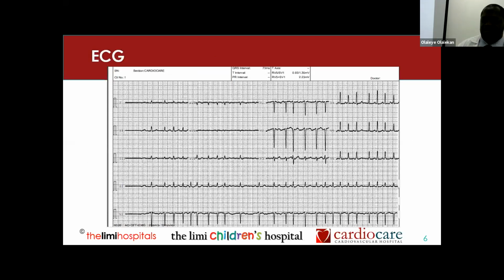And this is showing the ECG, and on the ECG, we can see that we don't have a discernible P wave. Then there is irregularity of the RR interval as shown by my arrow. And the heart rate based on the ECG was about 150 beats per minute.